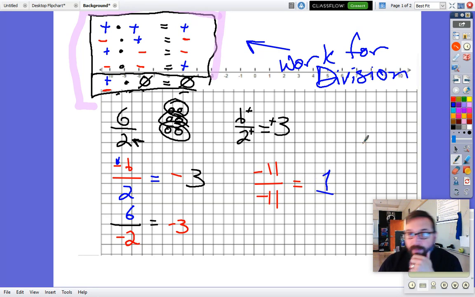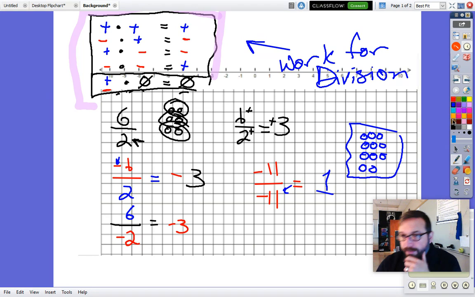And 1, 2, 3, 4, 5, 6, 7, 8, 9, 10, 11. If I have 11 items and I want to make groups of 11, I only have 1 group.